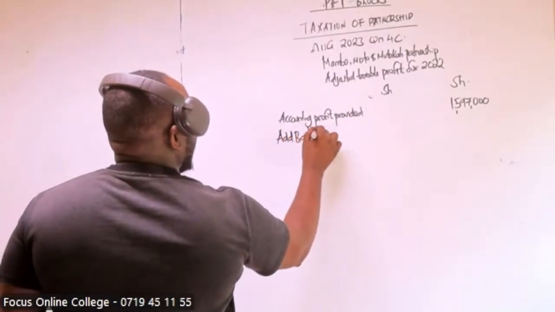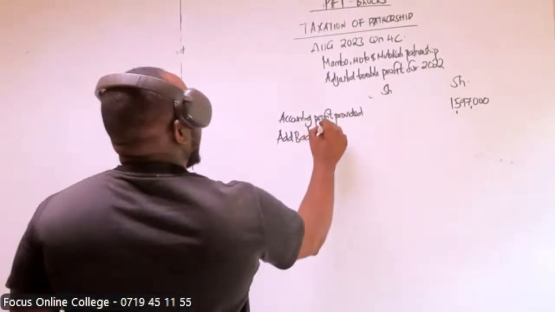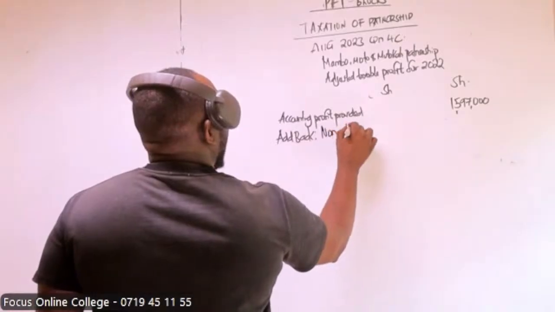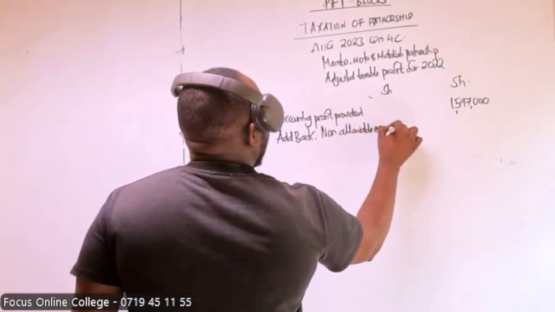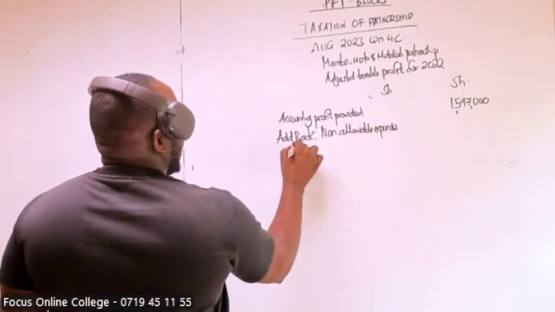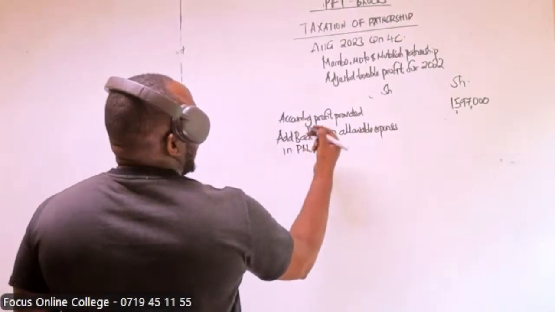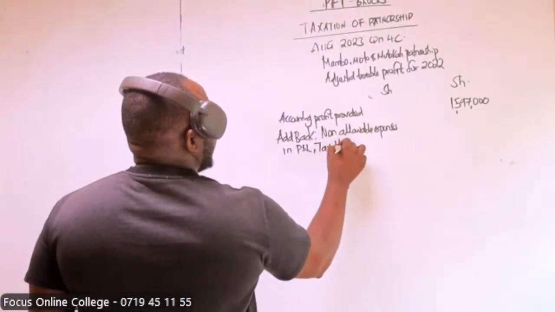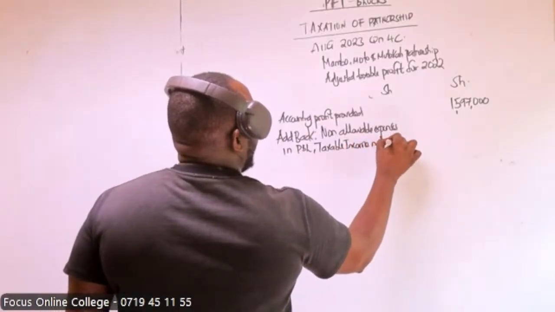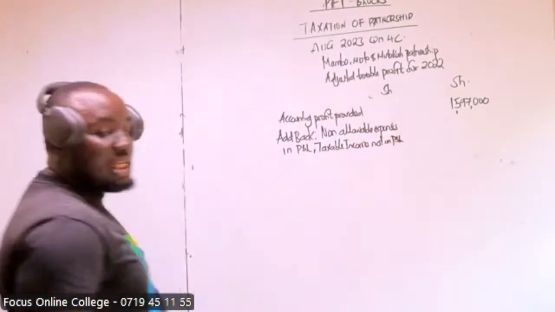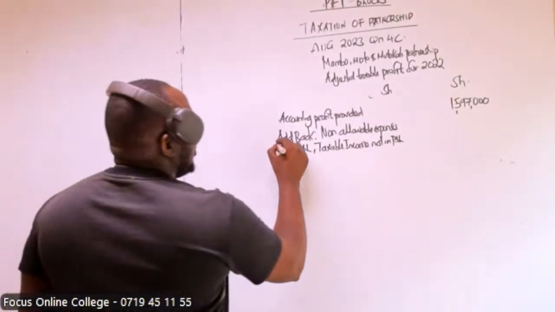Look at the add back. What are we adjusting? We say non-allowable expenses in the P&L, and taxable income not in the P&L. Together, team, we respond with yes.